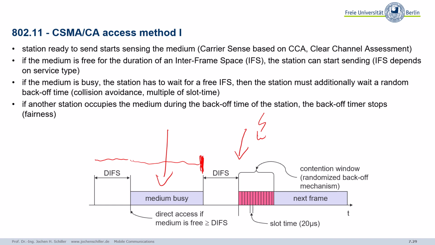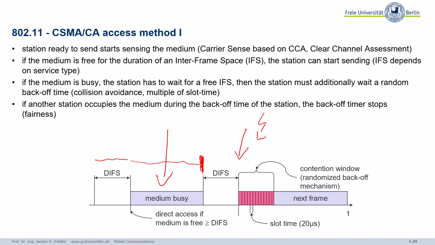This is why you have to wait for an additional random back-off time to avoid collisions. So you cannot guarantee a collision-free access. No way. But you can at least avoid a collision by spreading the medium access in time. So the point is you pick a random number and you have to wait for the random number times a slot time, for example 20 microseconds. So if you pick 5, for example, then you have to wait for 5 times 20 microseconds, so 100 microseconds.